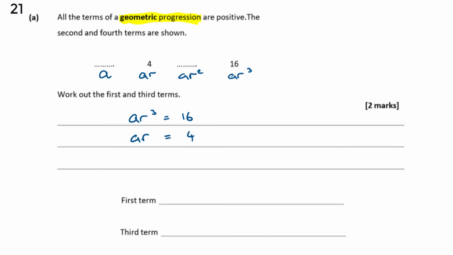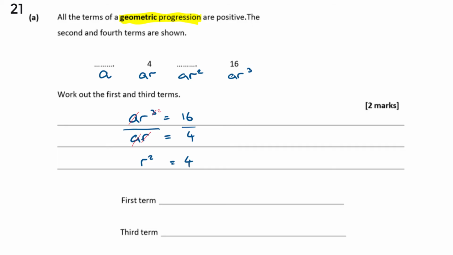Okay, so what we've got now is a pair of simultaneous equations in A and R. What I'm going to do is not subtract them, I'm going to divide one by the other. So what is AR cubed divided by AR? The A is going to cancel with the A. The R is going to cancel with one of those R's there. It's going to leave you with R squared, and that is going to be equal to 16 divided by 4, which is 4.